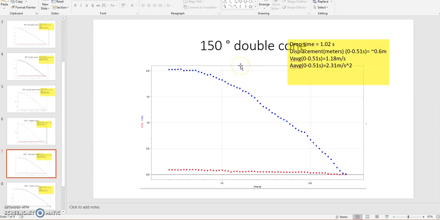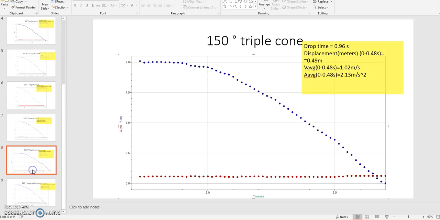The 150-degree double cone has a slightly faster drop time of 1.02 seconds, displacement 0.6 meters, average velocity of 1.18 meters per second, average acceleration of 2.31 meters per second squared. The 150-degree triple cone has a slightly faster drop time, 0.96 seconds, displacement of almost half a meter, 0.49, average velocity 1.2 meters per second, average acceleration of 2.13 meters per second squared.